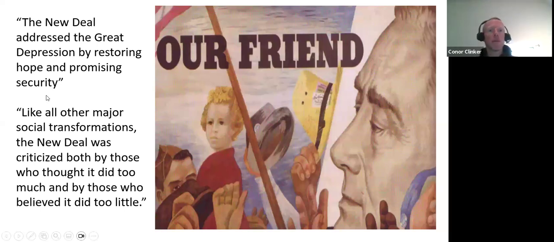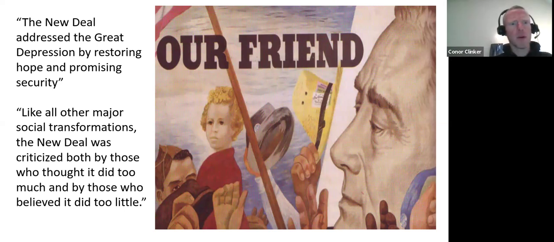Like all other major social transformations, the New Deal was criticized both by those who thought it did too much and those who believed it did too little. Also, really a good quote, something for you to think about. Look, in our system, the way our system works, nothing is going to satisfy everybody. It's not possible. And so, with anything the government does, some people are going to say it was too much. Some people are going to say it was too little.